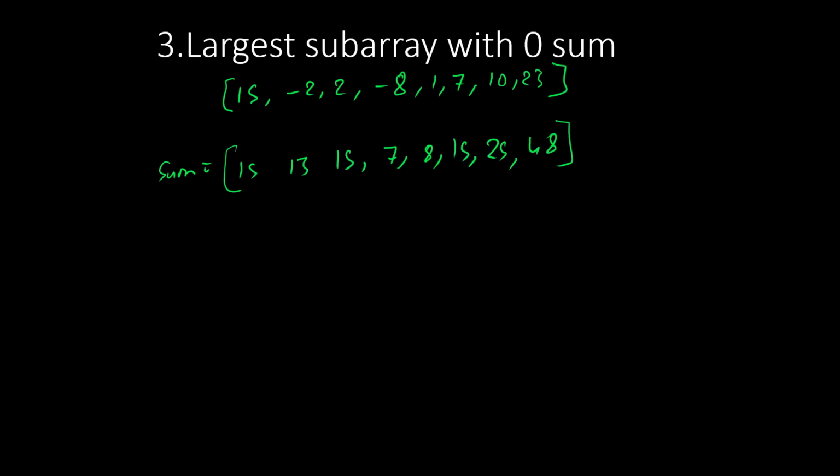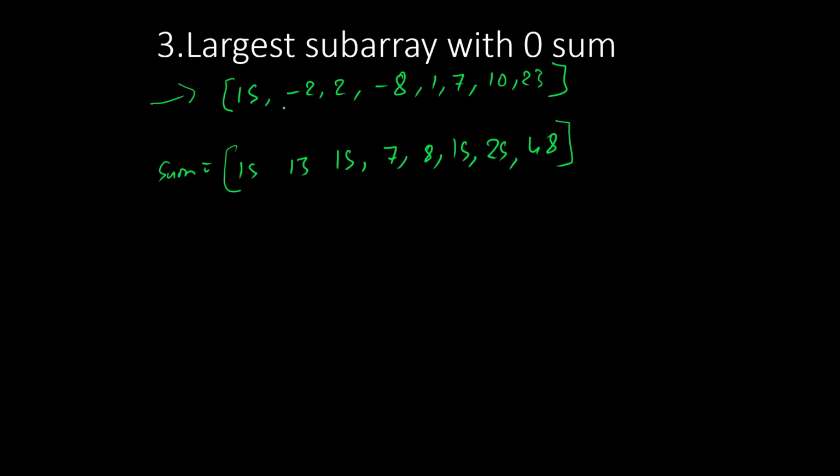Now, let us understand the meaning of the question. The largest subarray with zero sum means we need the subarray which, on adding its elements, gives us the zero value. We need the length of that. How can we find out the length of the subarray on adding which we get zero? This is an example that is given to us inside the question.